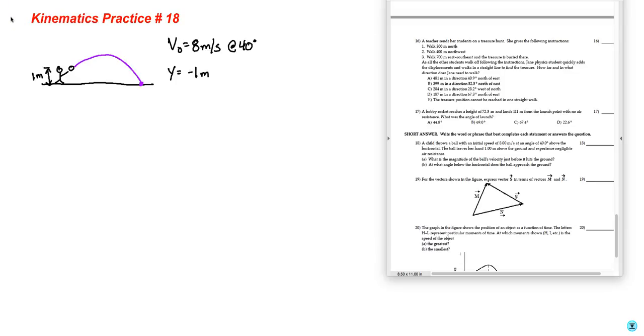All right, so here was problem number 18 from our kinematics practice problems. We had multiple choice and a few problems. And this is number 18 again.